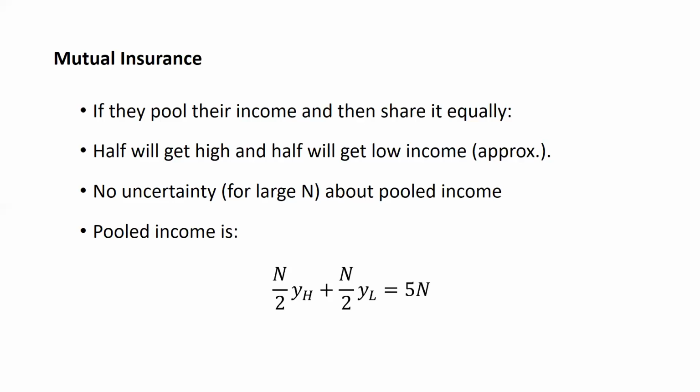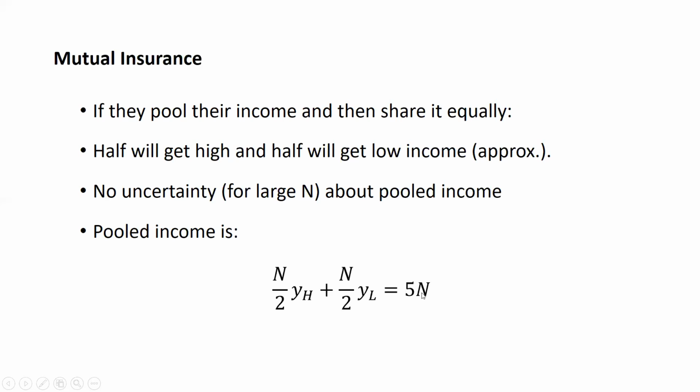If you only have 2 people, maybe you get unlucky and both have a bad draw. But if you have 1,000 people, then you know that roughly 500 people will get the good draw, 500 people will get the bad draw. And so the pooled income, essentially here, if we replace 8 and 2, would be n over 2 of the people get an income of 8, and n over 2 of the people get an income of 2. And so when you add that up, you get an aggregate income of 5n.